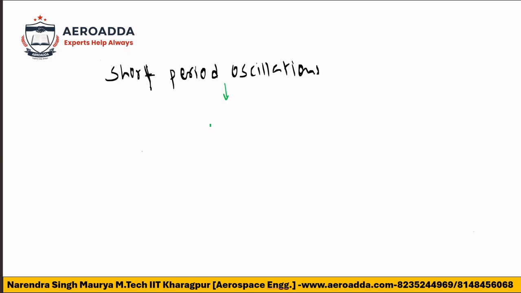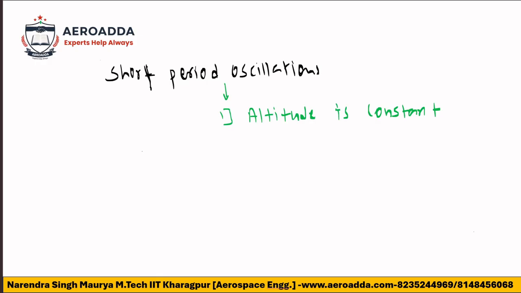Then what is happening in the case of the short period is that the altitude will be constant. This is the important outcome. I just want the definition, not required. Altitude is constant. This is the outcome of short period oscillation.